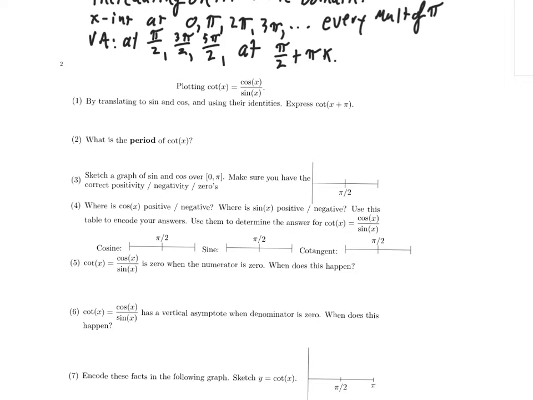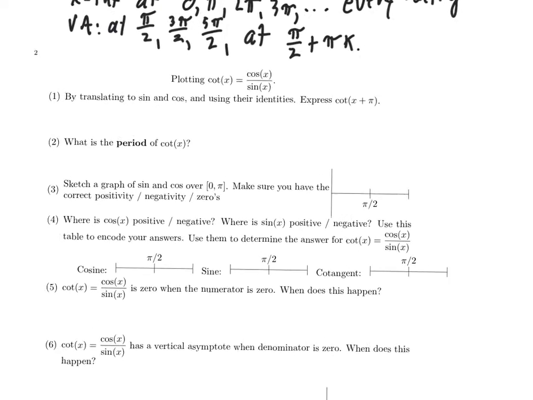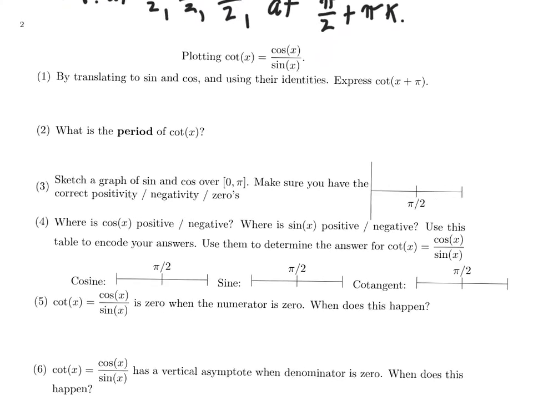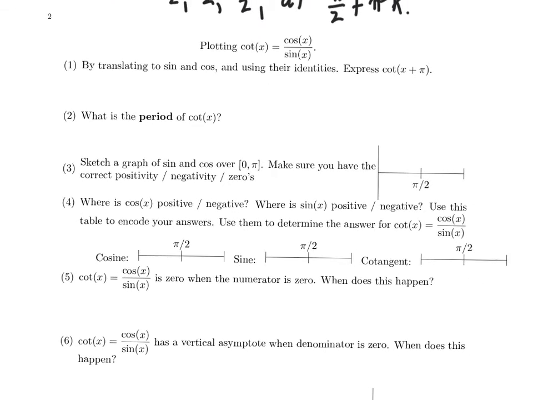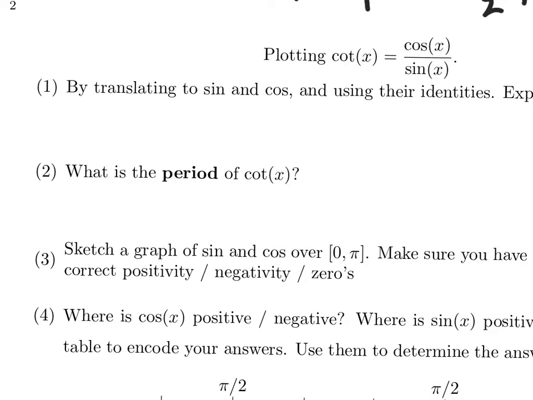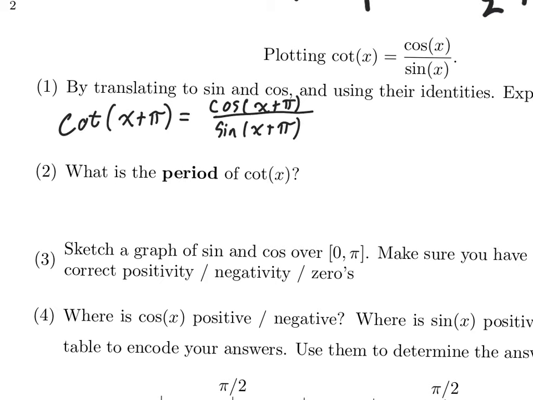So let's sketch the graph. Let's start by getting the period of cotangent of x plus pi. And again, you might just remember this, but let's also remember why it's true. Let's try to compute cotangent of x plus pi and see what we get. Cotangent is cosine over sine, so that's cosine of x plus pi divided by sine of x plus pi.